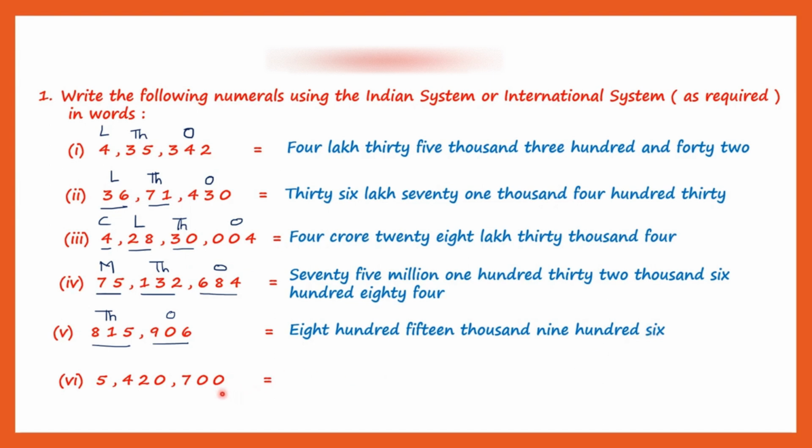Next one. Again we have 1, 2, 3, comma, 1, 2, 3, comma. So this is the international system. What are the places? Ones, tens, hundreds, thousands, 10,000s, 100,000s, million. So now let's write that. Ones, tens, hundreds will come in the ones period. 1,000, 10,000, 100,000 will come in the thousands period, and this will be in the millions period. So let's read it now. 5,420,700. So let's write that.